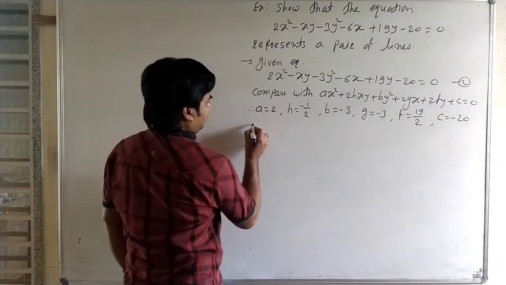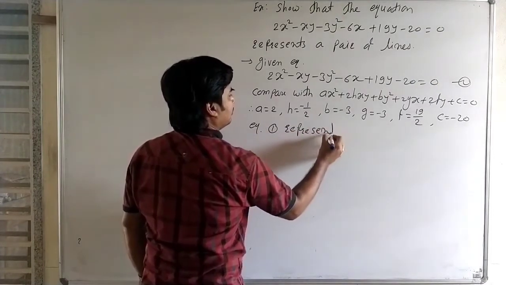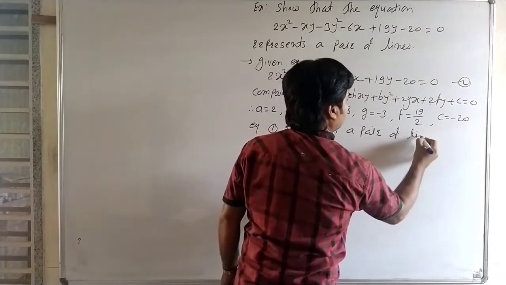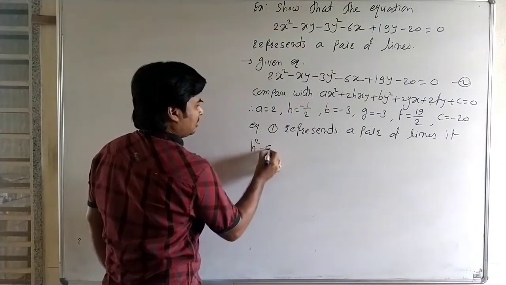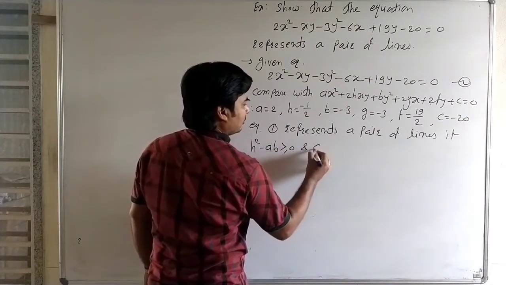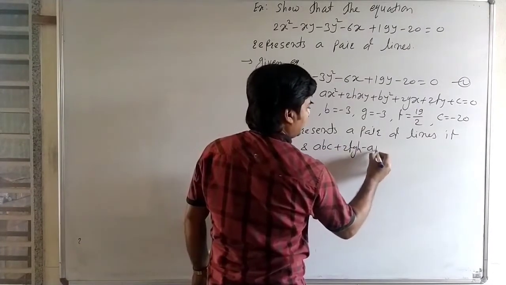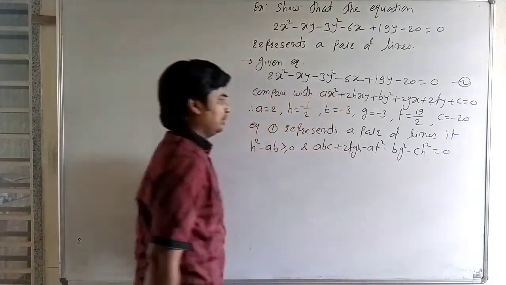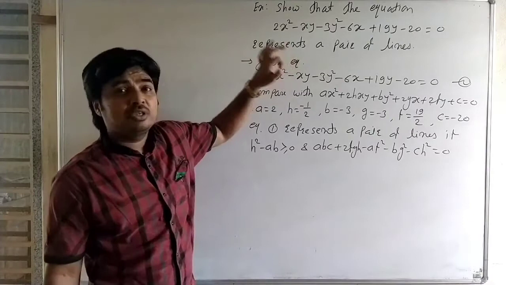Now equation 1 represents a pair of lines if h square minus ab is greater than or equal to 0 and abc plus 2fgh minus af square minus bg square minus ch square is equal to 0. If these conditions are satisfied, then equation 1, that is this second degree equation, represents a pair of lines.